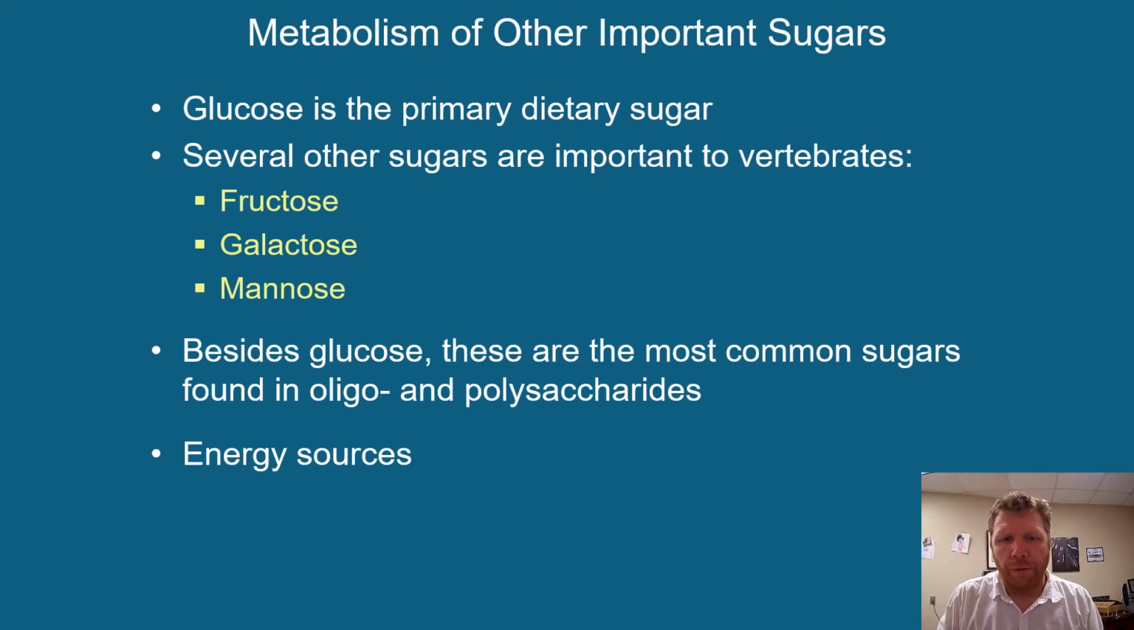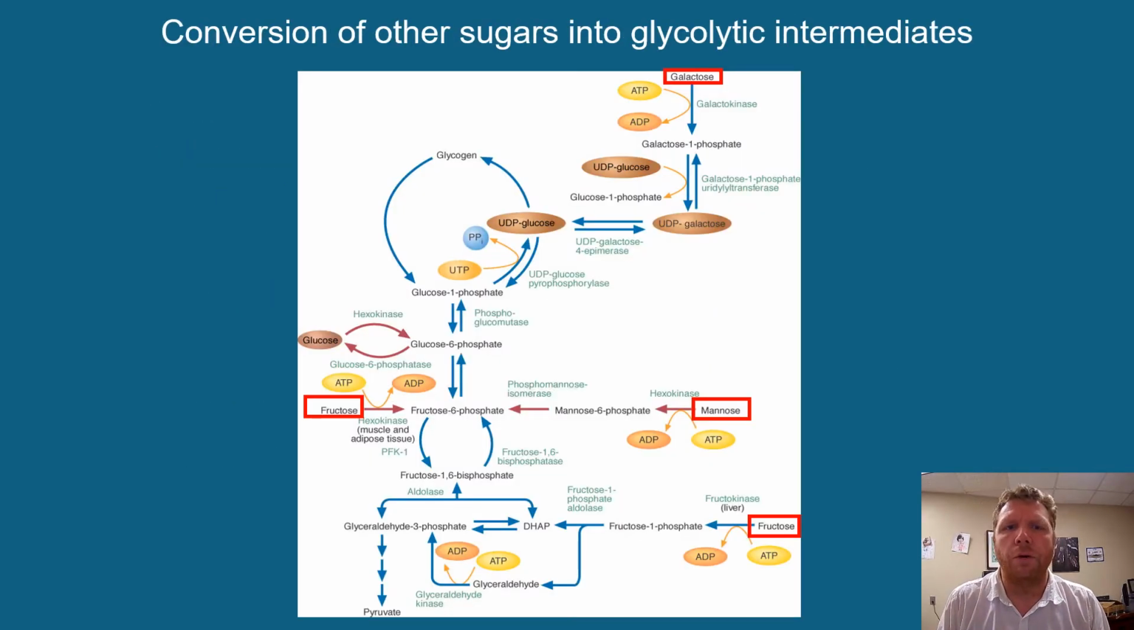Several other sugars are very important, however, to vertebrates. For instance, fructose, galactose, and mannose. Now, besides glucose, these are the most common sugars that you're going to find in oligo and polysaccharides. These are great energy sources. So the conversion of our other sugars into glycolytic intermediates is ultimately our goal.